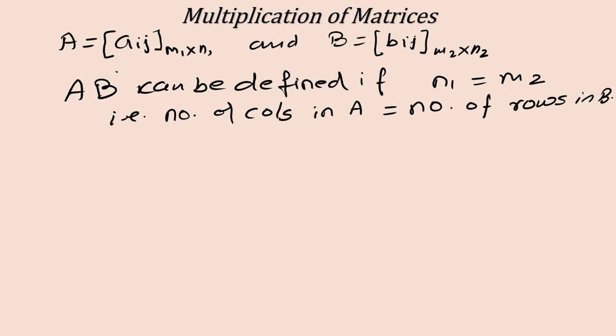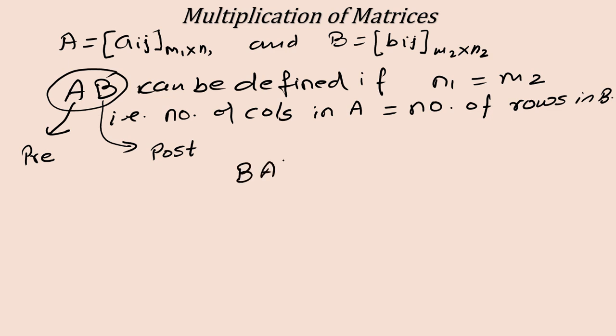See, when I say AB, A is called the pre-multiplier and B is called the post-multiplier. Or I will say A is the first matrix and B is the second matrix. But if I say BA, then B will be the first matrix and A will be the second matrix. So what have you understood? Two matrices can be multiplied when the number of columns in the first matrix is equal to the number of rows in the second matrix. This is the condition for multiplication, because if it is not satisfied, multiplication will not be possible.